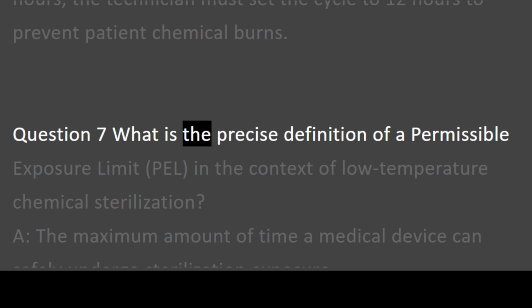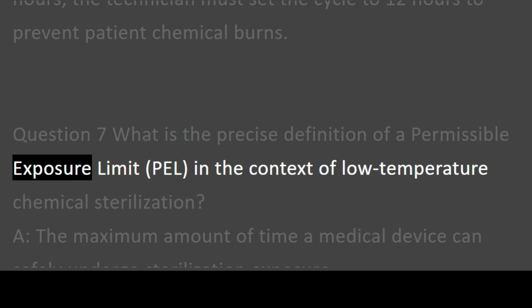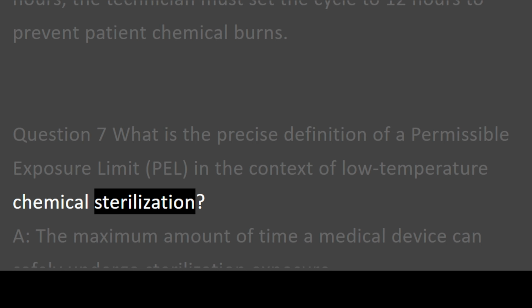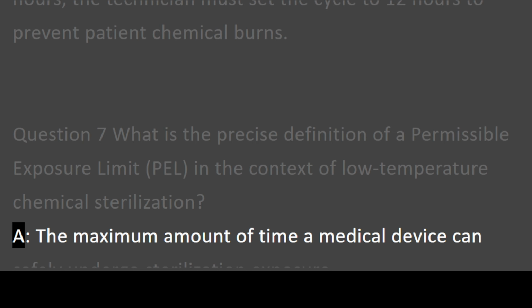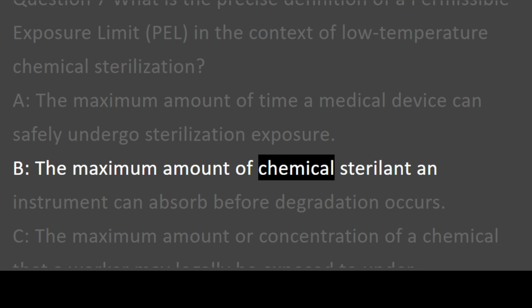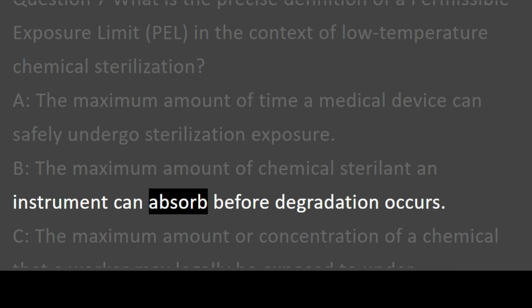Question 7. What is the precise definition of a permissible exposure limit, PEL, in the context of low-temperature chemical sterilization? A. The maximum amount of time a medical device can safely undergo sterilization exposure. B. The maximum amount of chemical sterilant an instrument can absorb before degradation occurs.